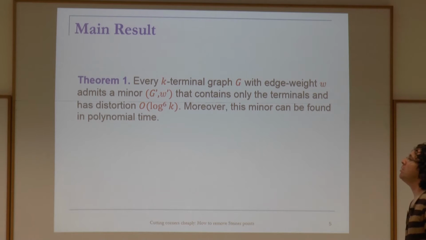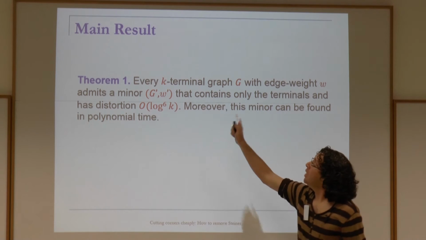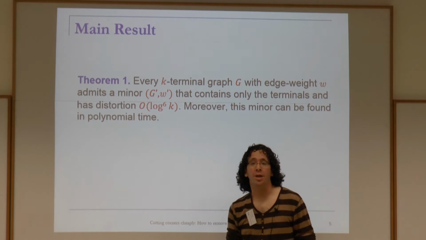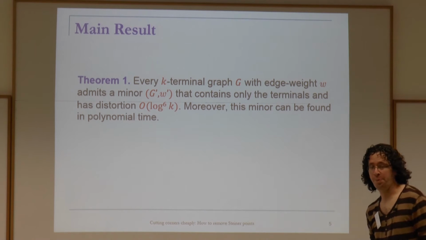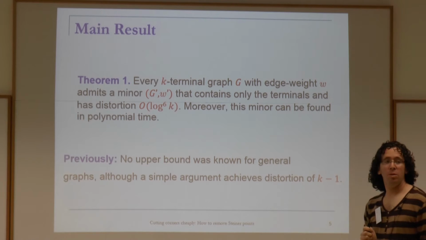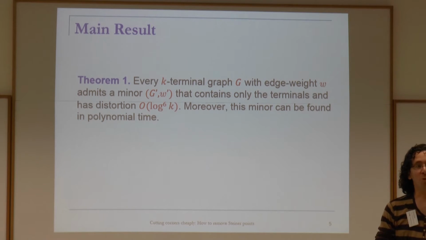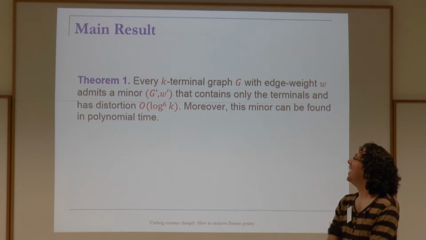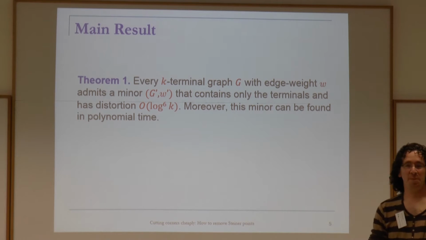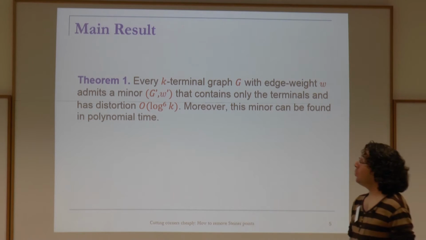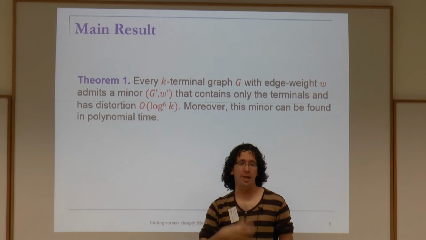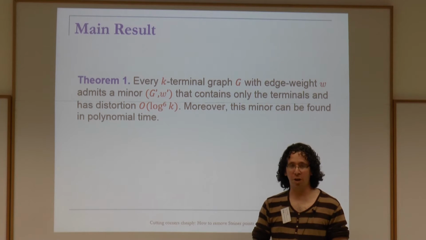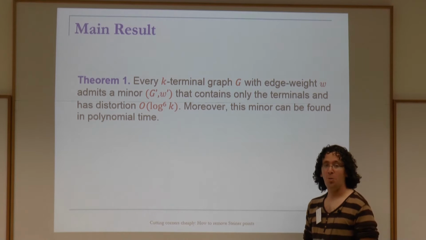Okay, so our main result is that every K-terminal graph G admits a minor G prime, which has distortion polylogarithmic in the number of terminals. So it is true that you can do something which depends only on K. It wasn't true before we proved it. Now it's true. So K here is the number of terminals, not the size of the graph. That's the main issue: to construct a minor in which the distortion does not depend on the size of the original graph, only on the number of terminals, hopefully constant, but we are not there yet.